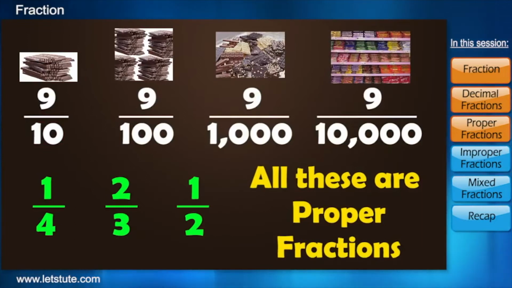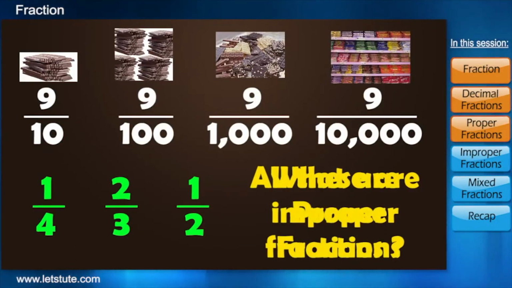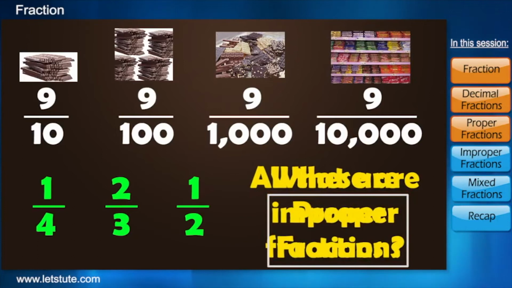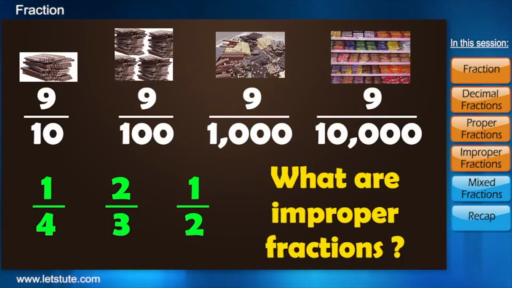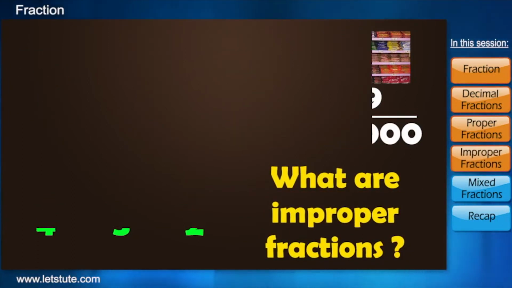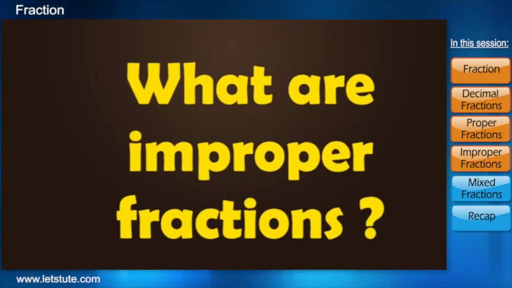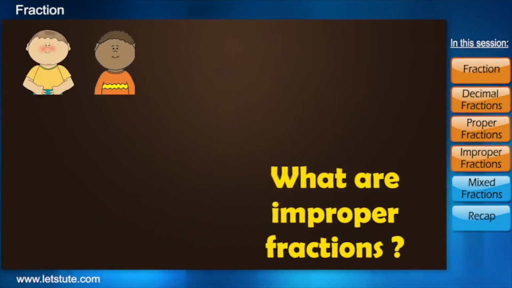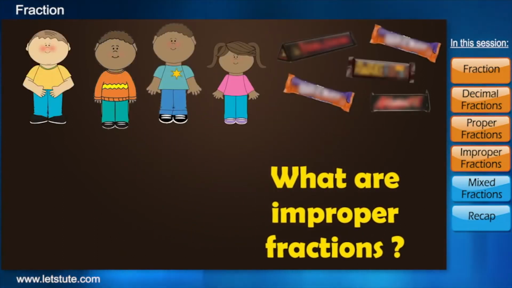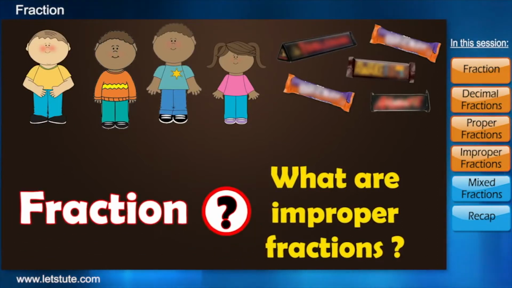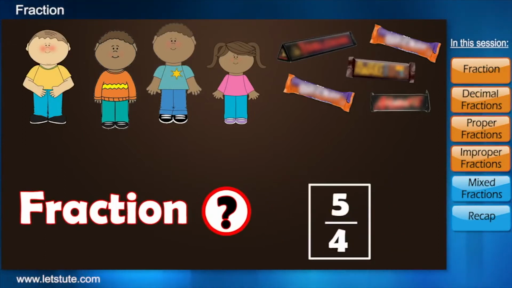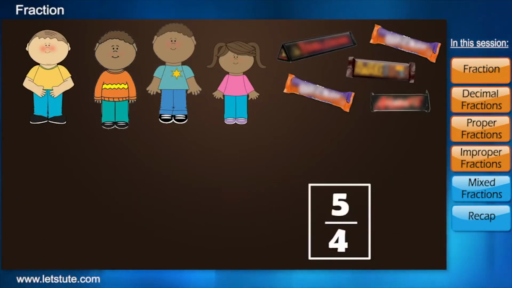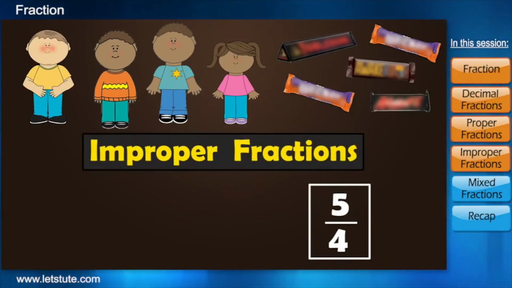If all the fractions that we have studied till now are proper fractions, then what are improper fractions? Nothing is basically improper with these fractions. These are just called improper fractions. If you had 5 chocolates instead of 1, then what will be the fraction formed? The fraction formed is 5 divided by 4. And this is an improper fraction.